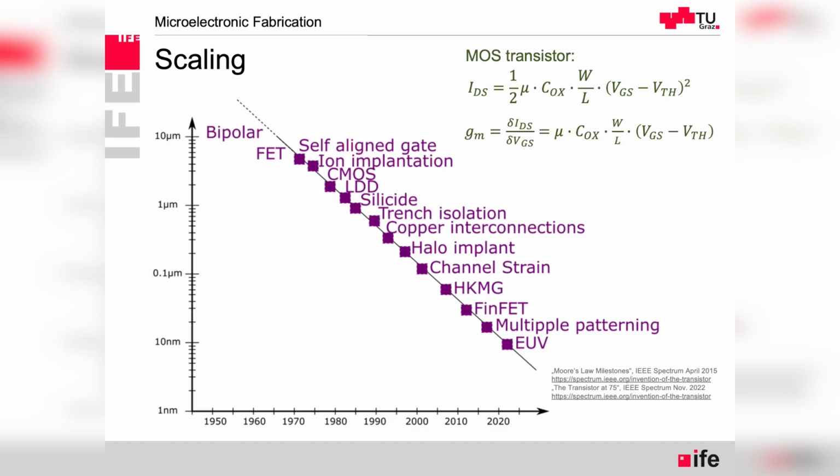Then silicided gate, polysilicon with silicidation, is something which enabled reducing the resistivity of polysilicon. And that's something that was also important for the speed of the circuits. Then trench isolation, shallow trench isolation. We have seen an example of how the process looks like.